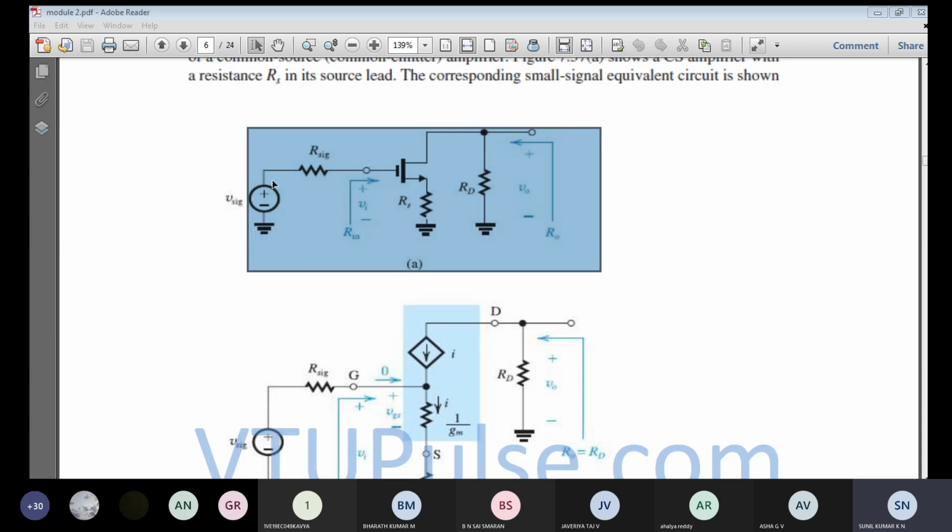Now with this small signal model, some of the analysis will be difficult. In order to make it simpler, we are going to make a little alternative of this arrangement. The small signal model will lead to a new model which is easier to analyze, easier to understand, as well as easier to calculate the terminal currents as well as terminal voltages. So we are going to alternate this small signal model to a corresponding equivalent circuit.